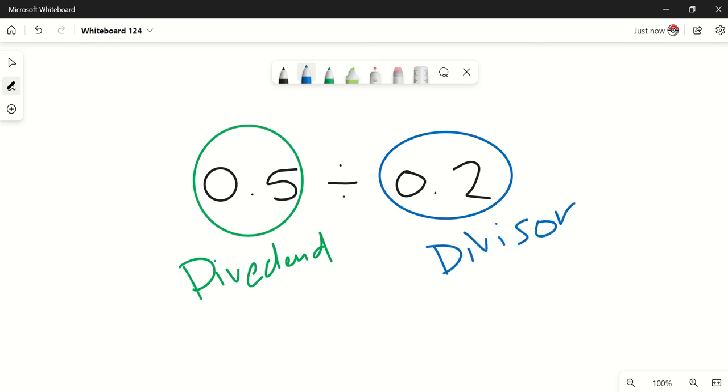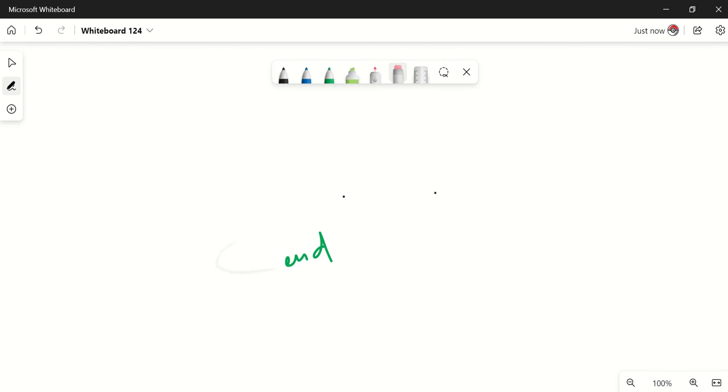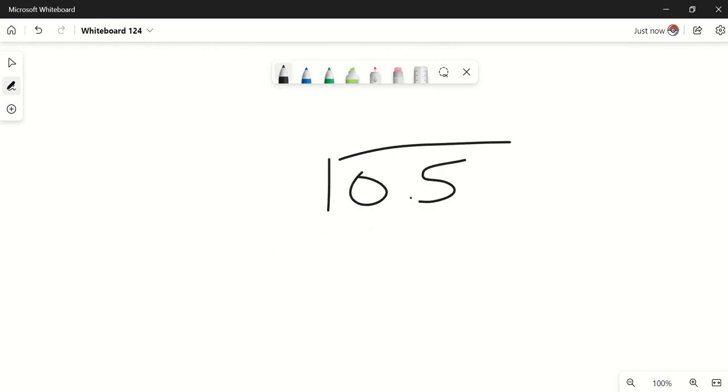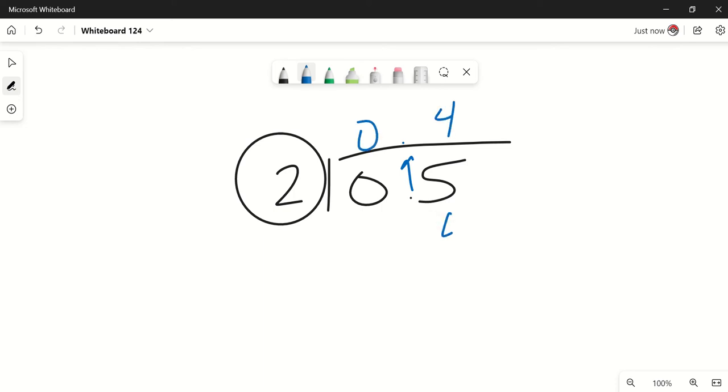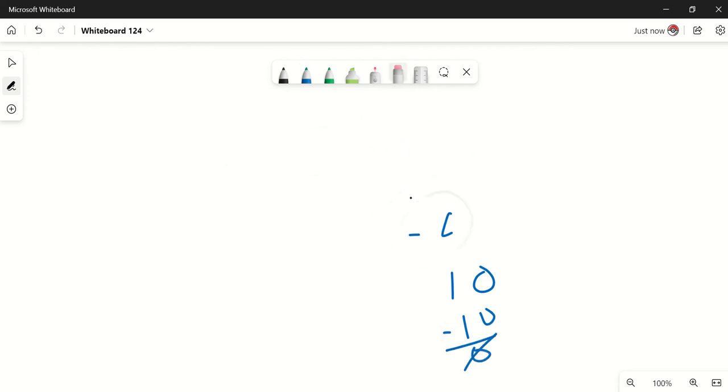Now, as we learned last lesson, let me change the question a little bit. Let's say it was 0.5 divided by 2. Your divisor is a whole number. Nothing changes, the decimal just goes straight up in my answer, and 2 would not go into 0, 2 would go into 5 twice, that would be 4. I'd get 1 left over, bring down a 0. My answer would be 0.25. When your divisor is a decimal, the game changes.